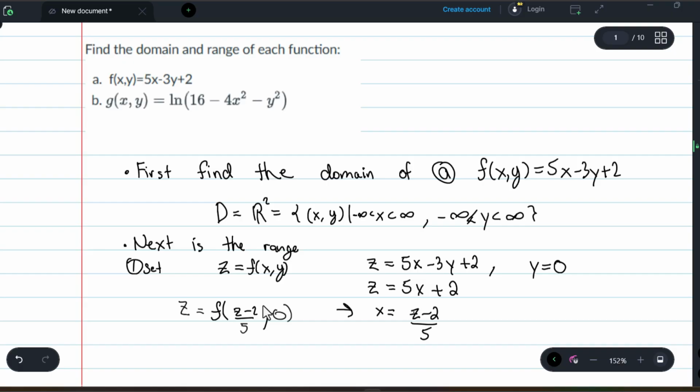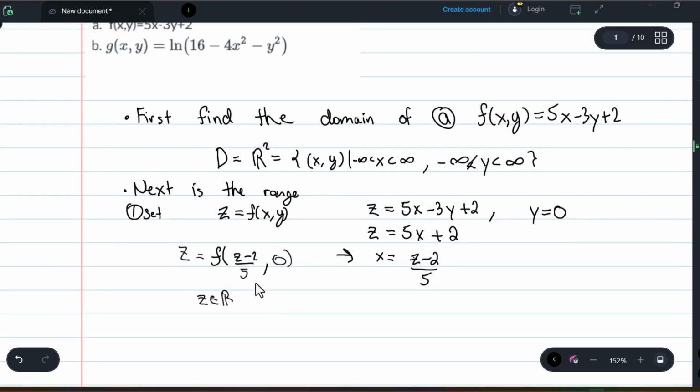In other words, substituting this ordered pair into my function will eventually simplify down to just being z. And that works for any number that z could possibly be. Or in other words, z can be any real number. Thus, the range is all real numbers.